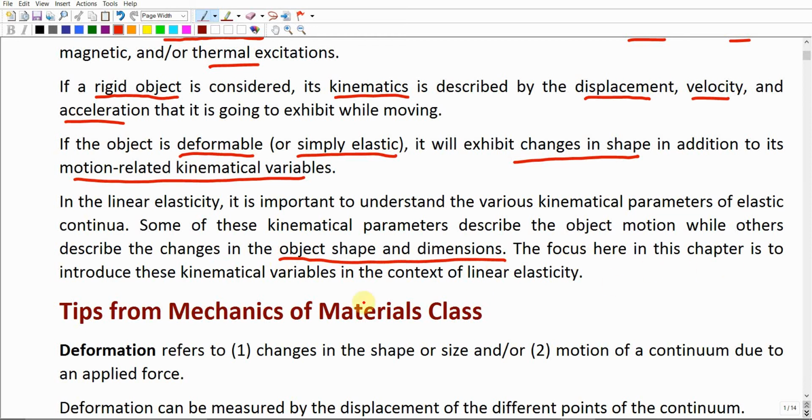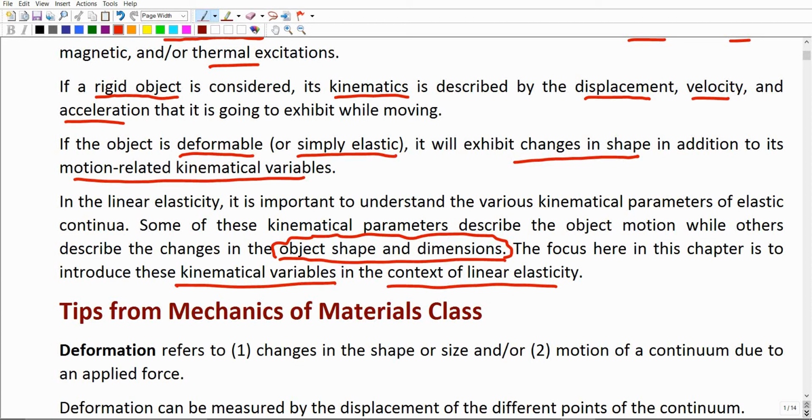The focus here definitely is to describe all of these kinematical parameters, especially the ones that are really related to the change in the shape of the object in the context of the linear elasticity. This is typically the same thing that you studied in the dynamics and in the mechanics of material class. In the dynamics class, the kinematical parameters were displacement, velocity, and acceleration. In the mechanics of material class, the kinematical parameters were deformation, the strain.